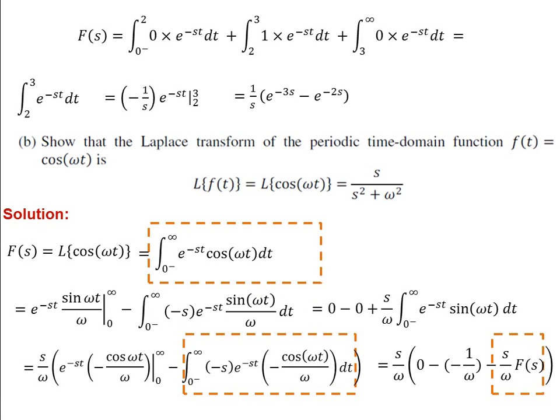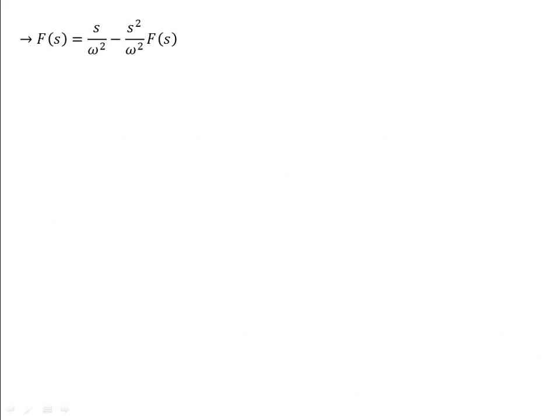So by considering this relation, F(s), which is the Laplace transform of cosine omega t, is equal to s over omega times (0 plus 1 over omega minus s over omega F(s)). If I consider this one, I have F(s) equal to s over omega square minus s square over omega square F(s). If I bring this F(s) to the left hand side of the relation, I will have (1 plus s square over omega square) multiplied by F(s) is equal to s over omega square.